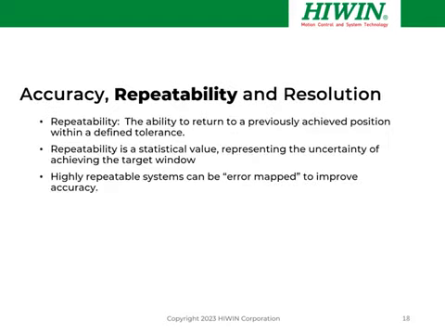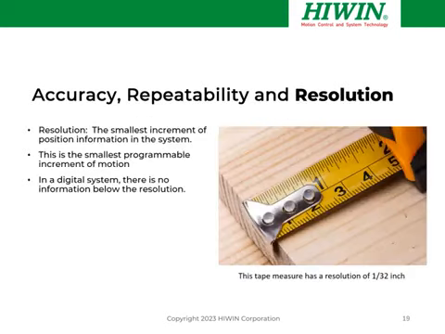Repeatability is the ability to return to a previously achieved position within a defined tolerance. It's a statistical value intrinsically. It represents the uncertainty of achieving a target window. And the important thing, again, is that highly repeatable systems can be error mapped to improve their accuracy. You can compensate or calibrate those systems. What about resolution? Resolution, again, is the smallest increment of position information in the system. It's also the smallest programmable increment of motion in a servo system.